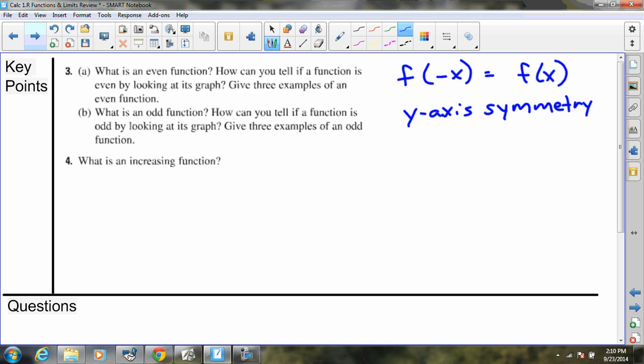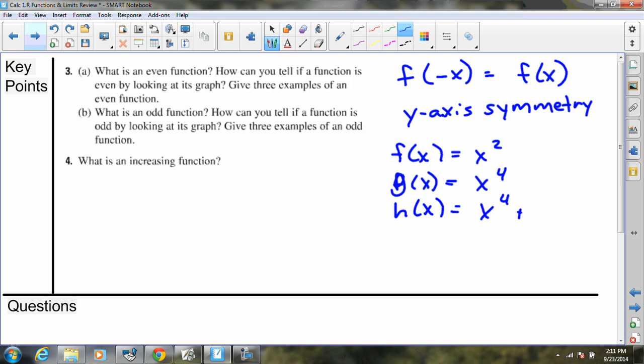Examples of even functions? Well, easiest is just x squared. Other easy ones, you could say x to the 4th. And if you wanted to use a polynomial, you could actually add up even functions, x to the 4th plus x squared. That would still be even. The sums and differences of even functions are even.